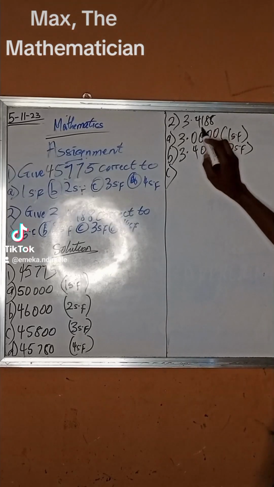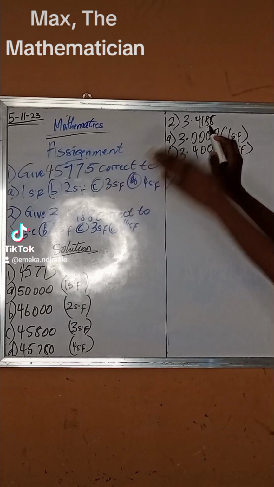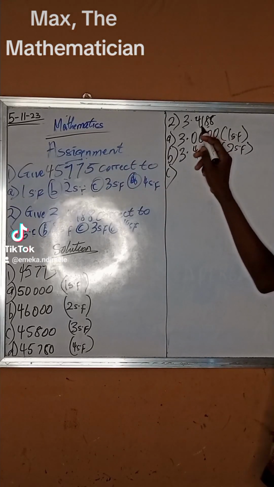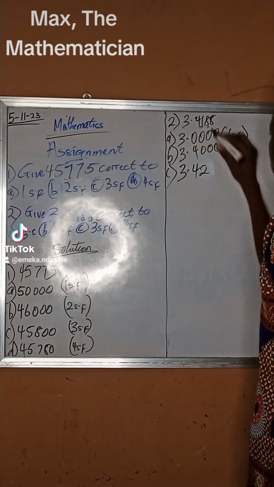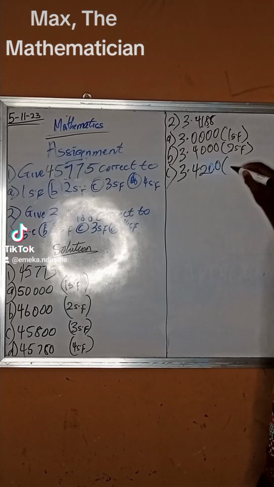C. Third significant figure. 1 is the third significant figure. The decider is 8. 8 is in the range of 5 to 9. So you add 1 to this one here. That will make it 2. That will be 3.42. Then the 2 remaining 8s there will turn to 0. That will be 3 significant figures.